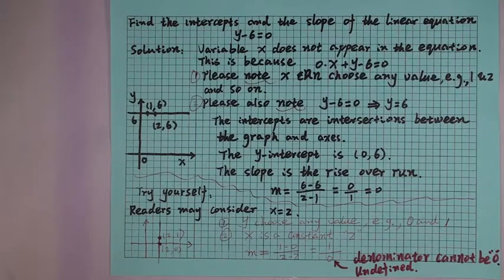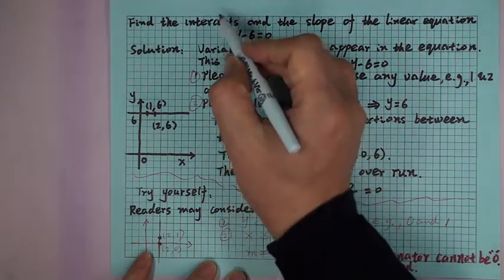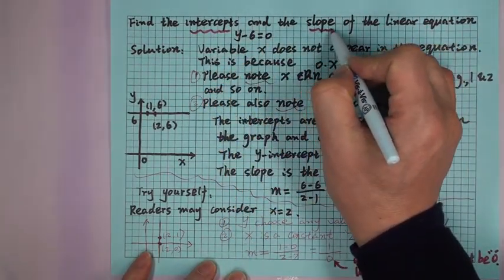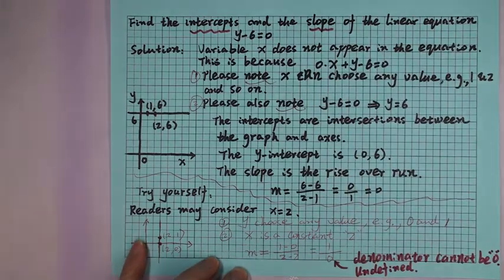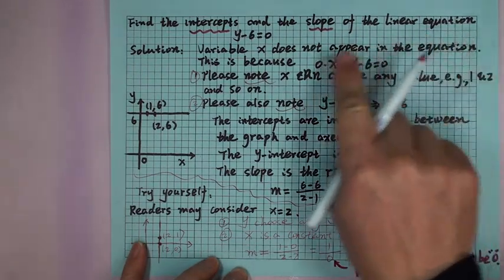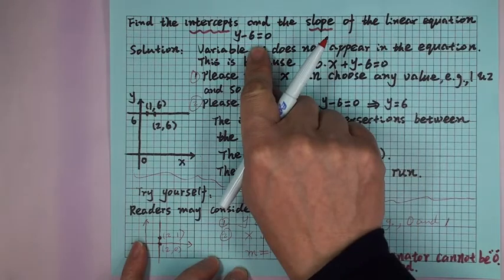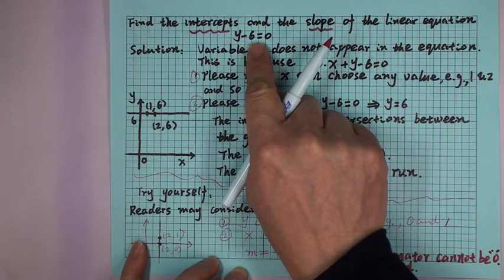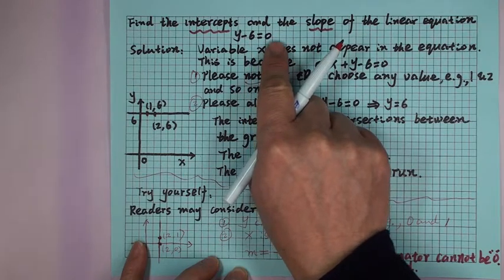In this lecture, we will talk about intercepts and the slope for the special linear equation y minus 6 equals 0.